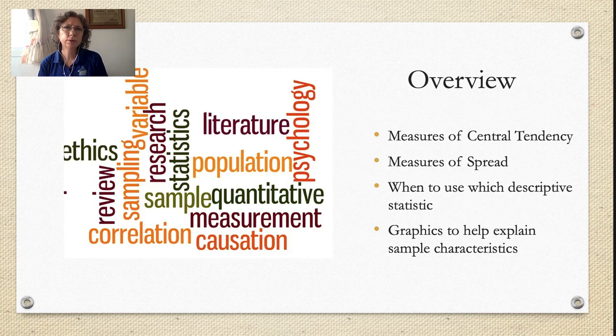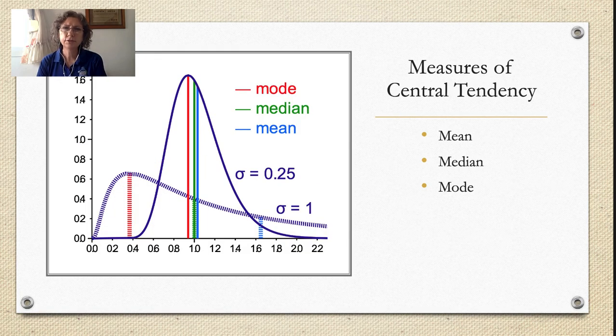Quick overview, we're going to talk about some measures of central tendency, measures of spread, and these you've probably recall from your Elements of Statistics class. But we're going into when to use which descriptive statistic and also what graphics help us explain the sample characteristics to a reader. Our measures of central tendency are pretty much the mean, the median, and the mode.